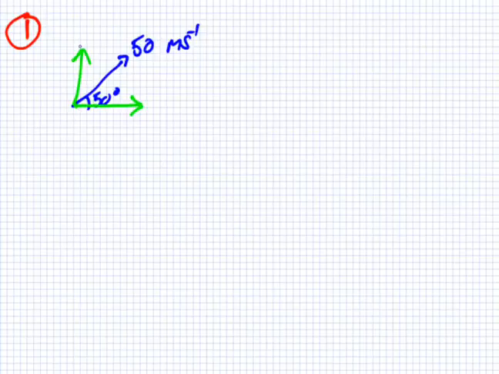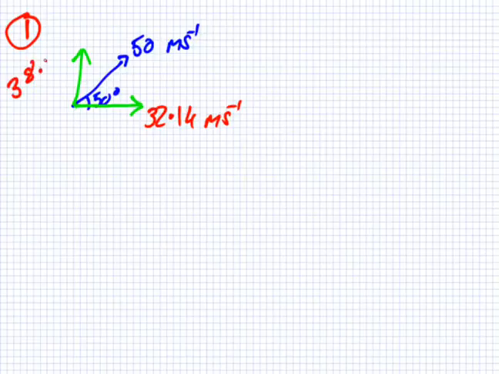50 cos 50. So this one here is 32.14 meters per second, and 50 sin 50. So this one here is 38.3 meters per second. Okay, so firstly I would like to know.